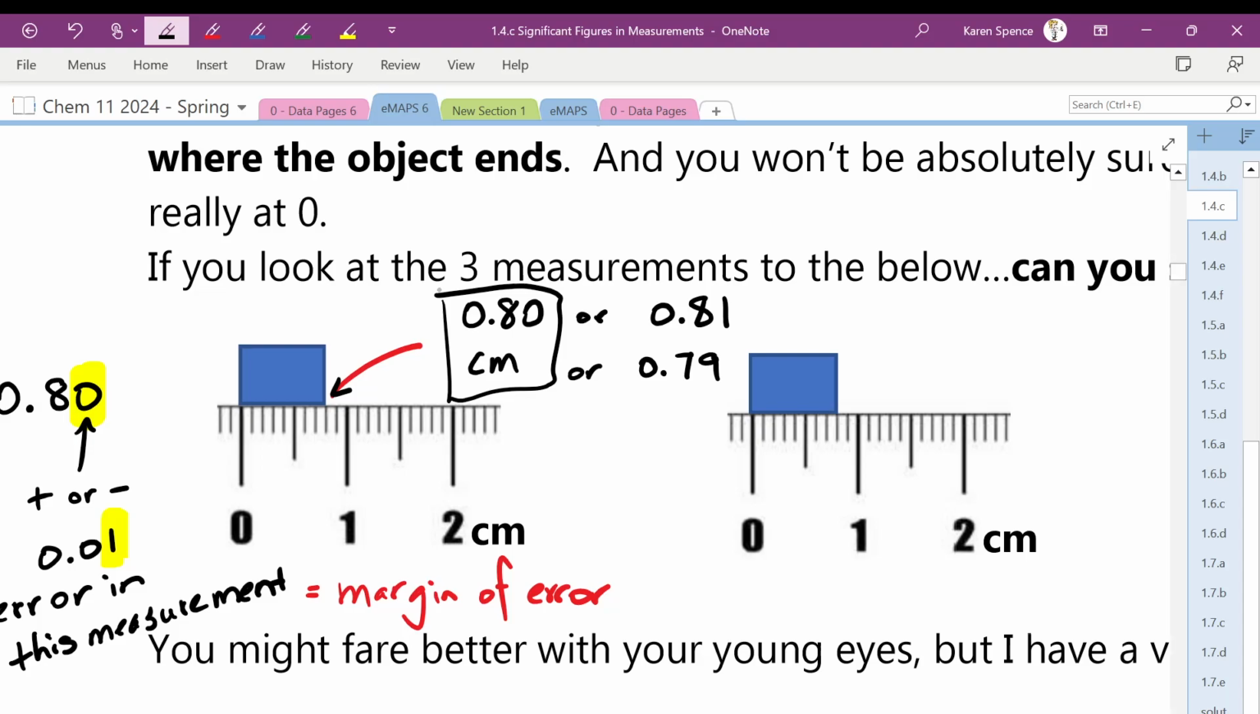It doesn't mean a mistake. It just means that our eyes are not perfect. Our measuring tools are not perfect. Error in science really means that we cannot be perfect in our measurements. Does that make more sense?